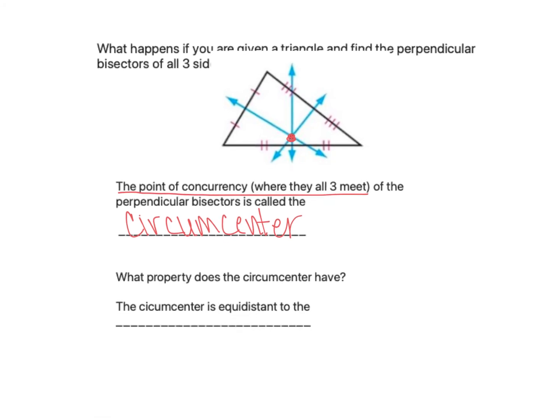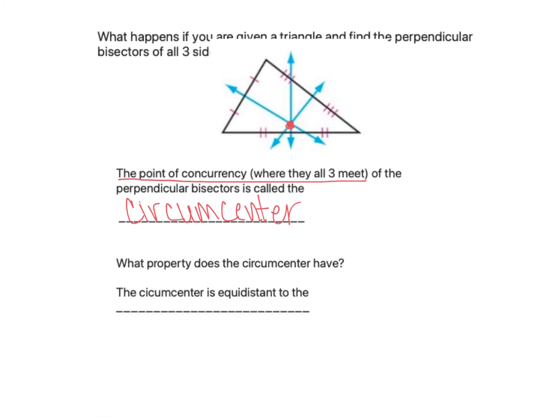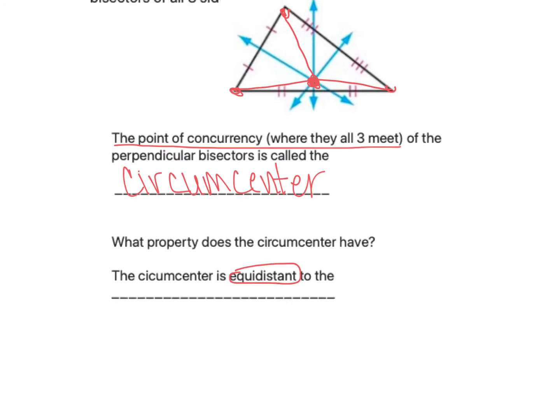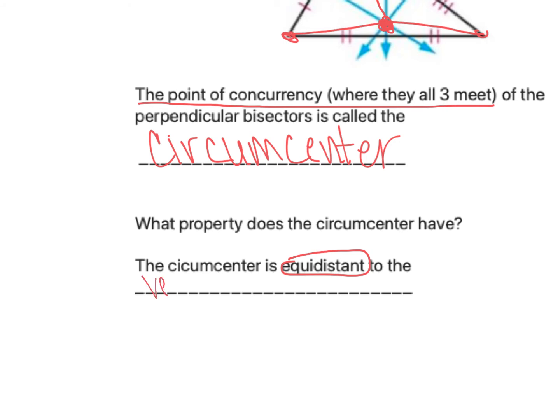Okay, and what do we know about the circumcenter? Well, what we did the other day with our GeoGebra activity is we found the distance from our circumcenter to each of our corners of our triangle. And GeoGebra went ahead and measured those for you, and you should have found that the circumcenter is the same distance, equidistant, to the vertices or the corners of the triangle.